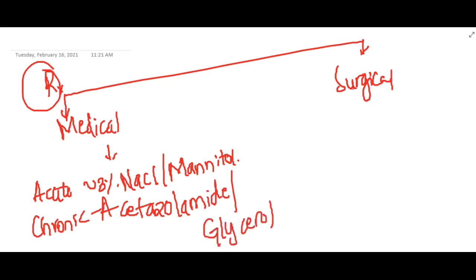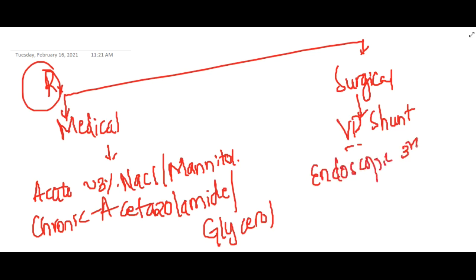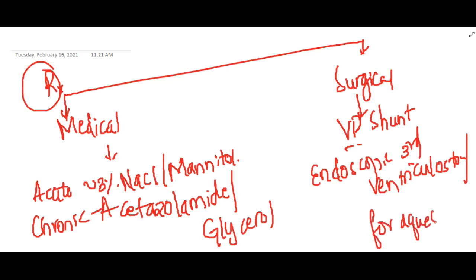Then surgically we can do shunts, that is, we can use the VP shunt, which is the ventriculoperitoneal shunt, or we can use endoscopic third ventriculostomy. Endoscopic third ventriculostomy can be done for aqueductal stenosis. Okay, so these are the surgical options.